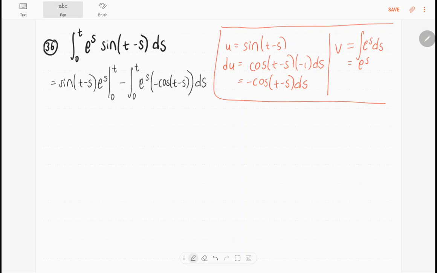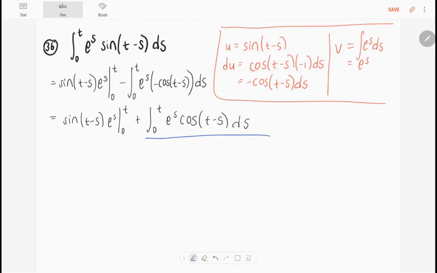All right, so in the next step I'm simply going to rewrite my first term, and then I'm going to take that minus out and write it as plus the integral from 0 to t of e to the s cos of t minus s ds. Now we can see that the integral that we have here looks similar to the one that we started with, except we have a t minus s.